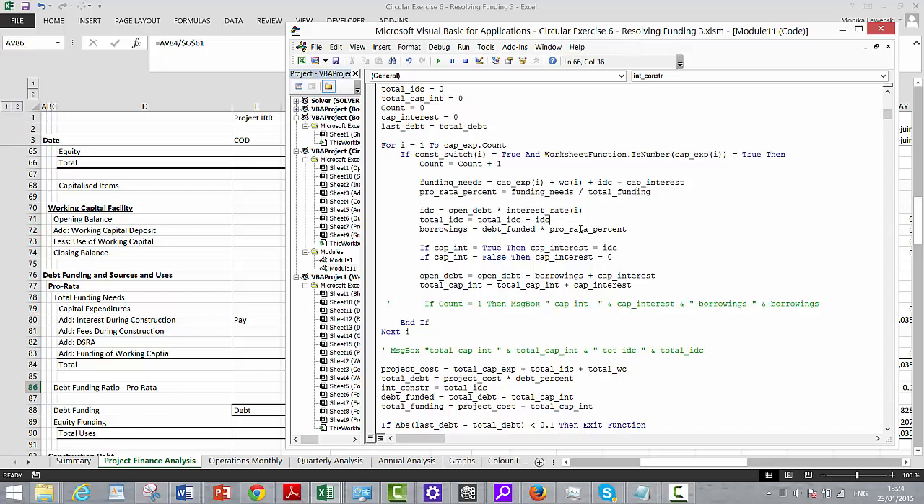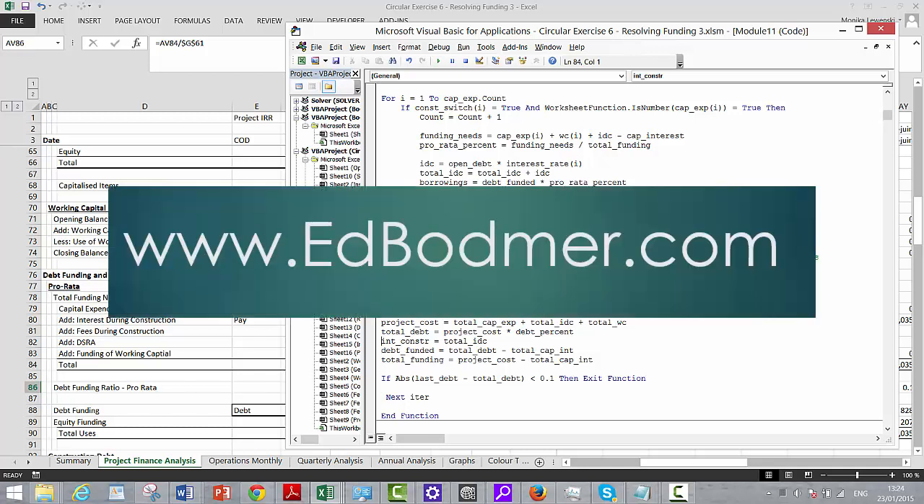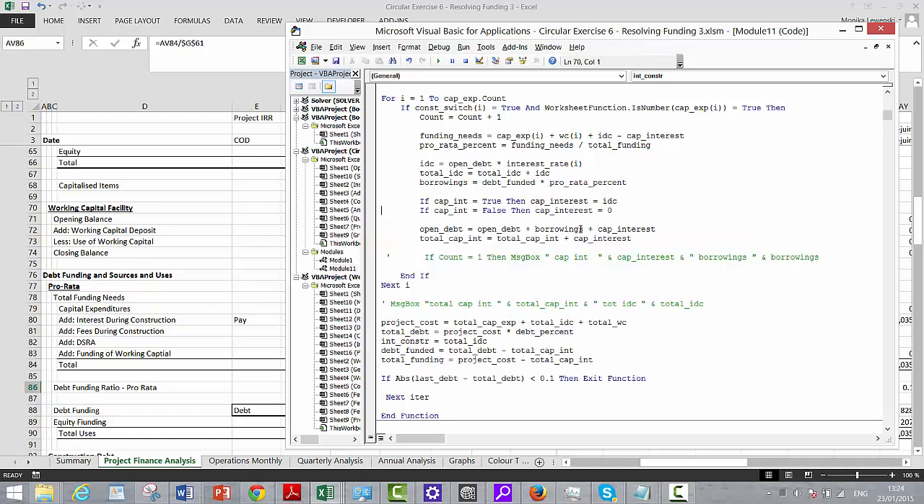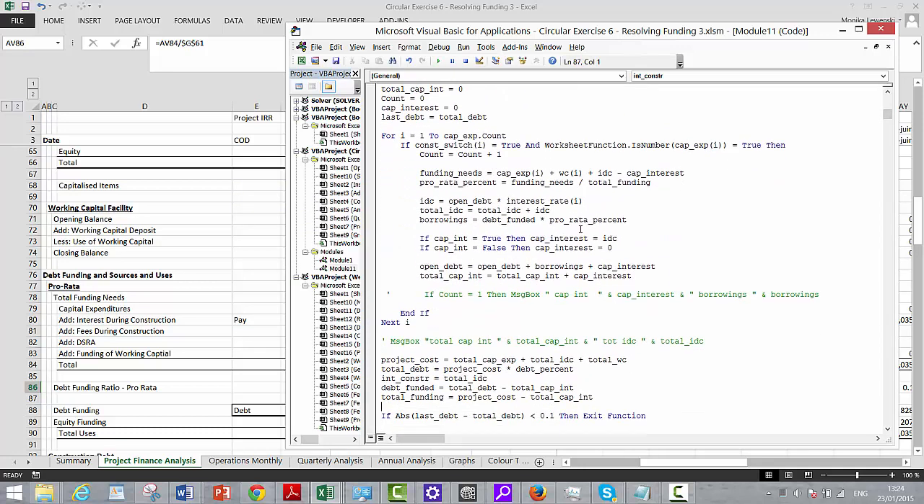Now there's one other thing that I did down here, and that's the test. We said, well, what was the debt the last go round, and what was the debt this go round? I suppose you could have done this really with the total IDC. That's really what's in the program, and then you exit the function. So you go around the iteration for a maximum of 20 times, and then you stop it when it's this.